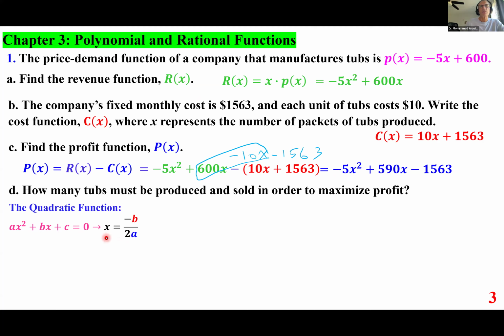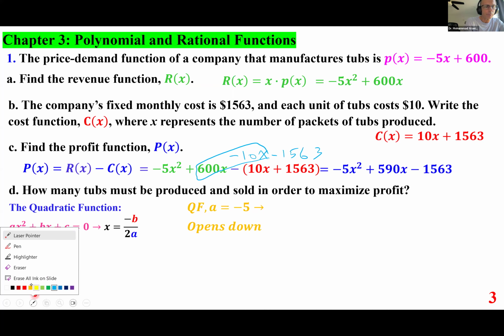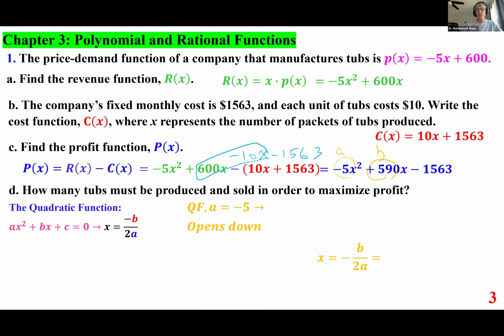The x coordinate of the vertex has the equation minus b over 2a. This is a quadratic function with a being negative. It doesn't matter what the number is. We want the sign. That means it opens down. That means x equals minus b over 2a. So this is a. This is b. So x equals minus b over 2a, minus 590 over 2 times -5. The answer is 59. So 59 tops will do the job.